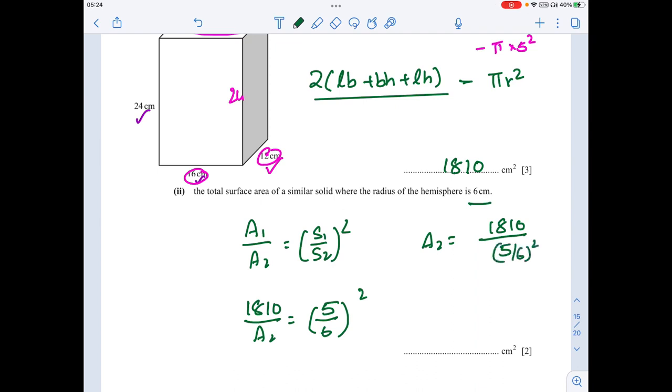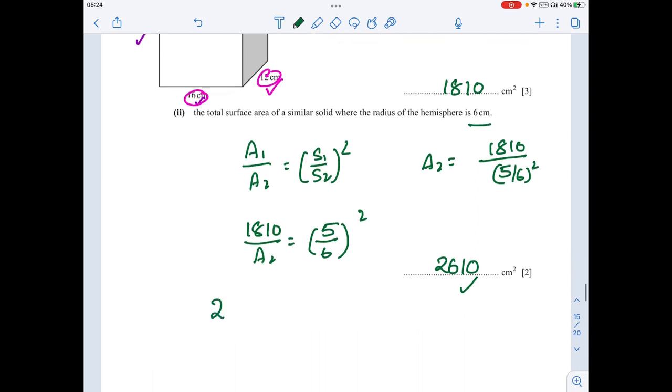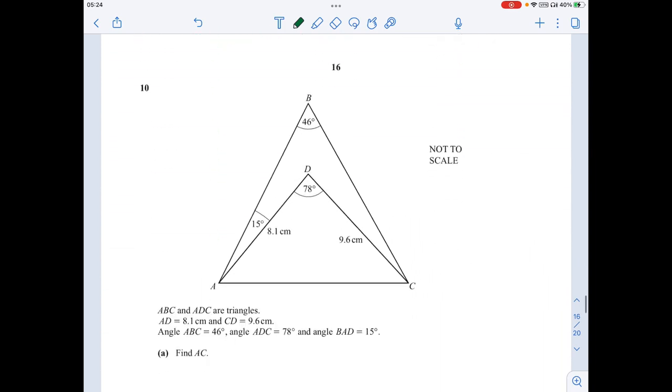So use the calculator again. What is 1810 divided by 5 upon 6 whole square? When I do that, I should be able to get 2610 as three significant figures. That's going to be the answer. Basically, you'll be getting 2606.4. You can write 2606 or 2610 as your answer.